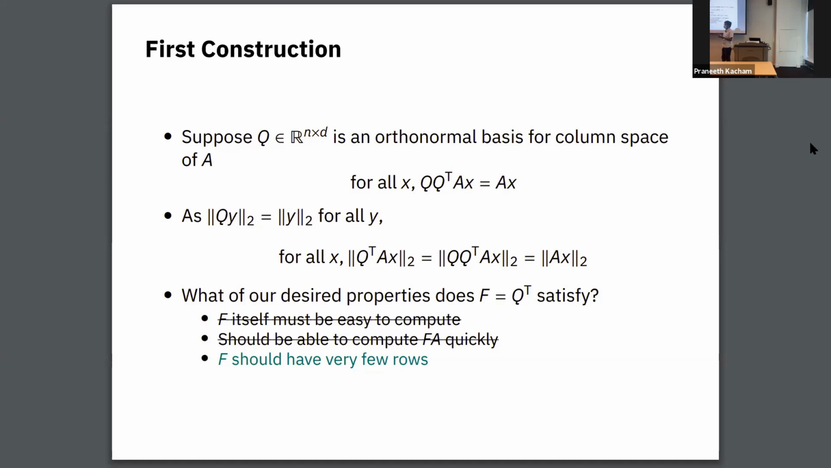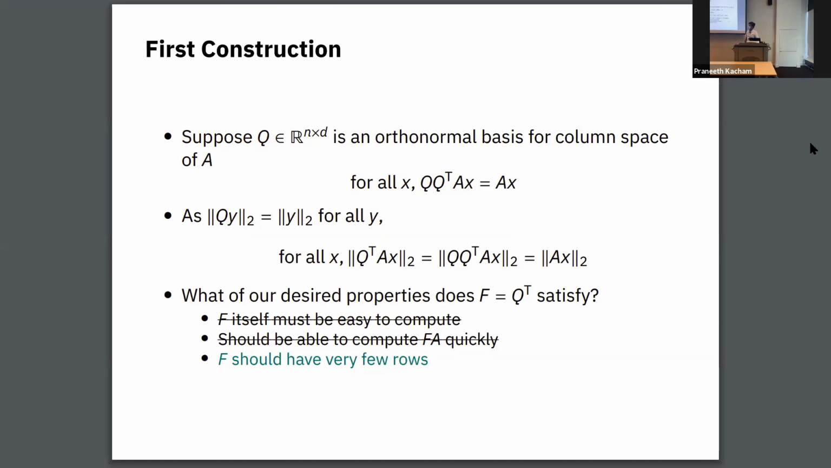Even if I am given Q in some manner, computing this matrix Q transpose A is slow because these are two dense matrices which we don't want to multiply. We also asked F to have very few rows. This is one particular property that Q transpose excels at. Q transpose just has d rows, where d is the number of columns in our original matrix A, and this is the least we can go. So this is optimal in terms of number of rows, but it doesn't have the other two properties we want.